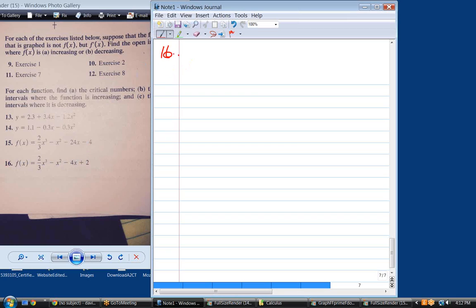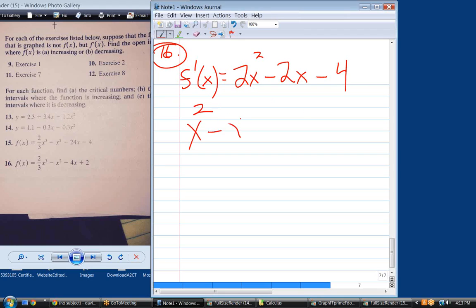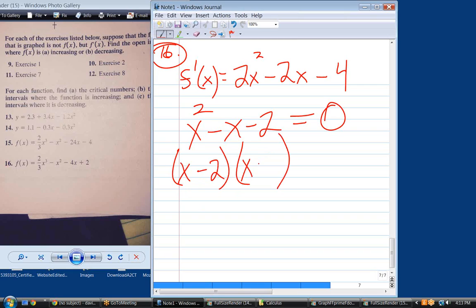So on 16, what is f prime of x? So that one's going to be on 16, you said? Okay, so it'll be 2x squared minus 2x minus 4. Again, we're going to set it equal to 0, take out the 2, and we're going to have x squared minus x minus 2 equals 0. Factor that. Let's see. So it would be negative 2 and 1.